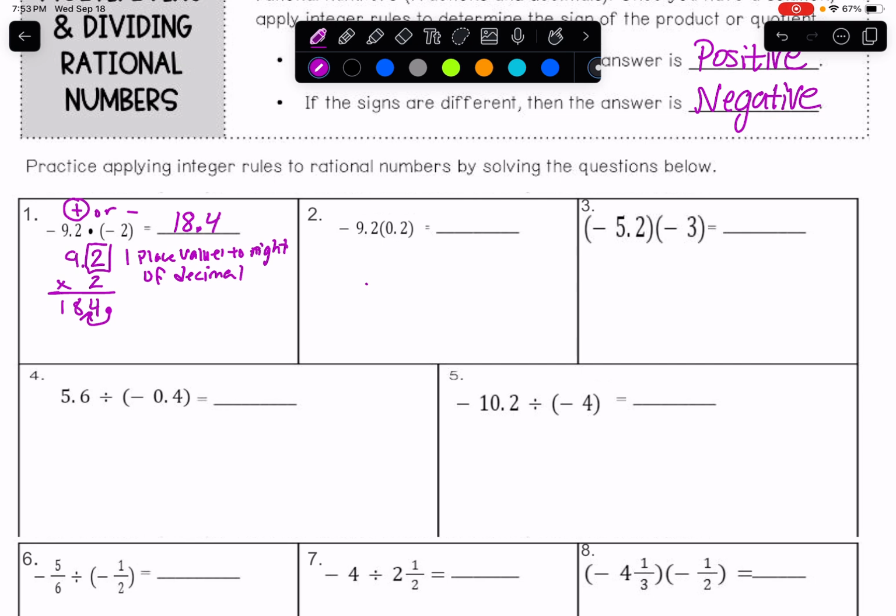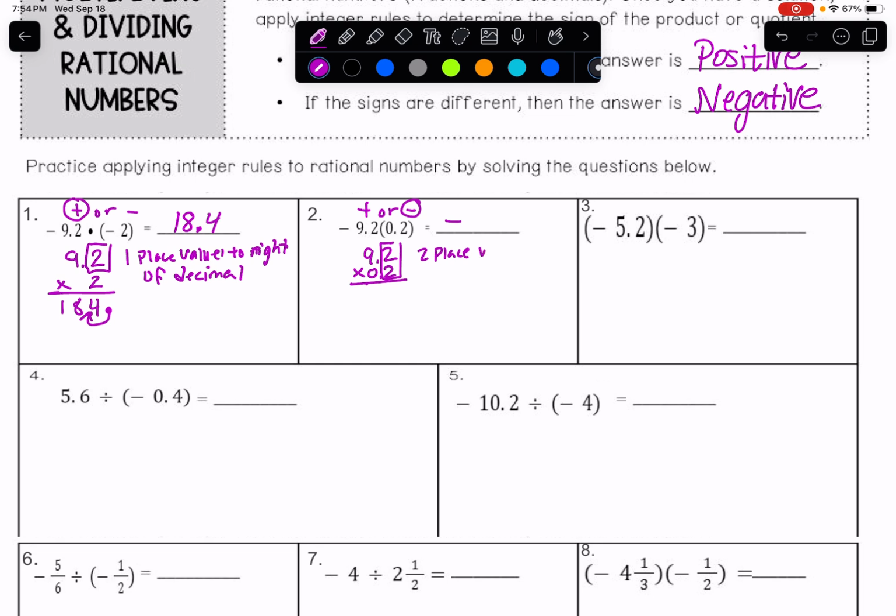All right, let's do it. Positive or negative answer? Different signs. Negative. So my answer is going to be negative. Let's do it. 9.2 times 0.2. Let's multiply. Notice we have two place values after the decimal. So we're going to move it 2 to the left later. 2 times 2 is 4. 2 times 9 is 18.